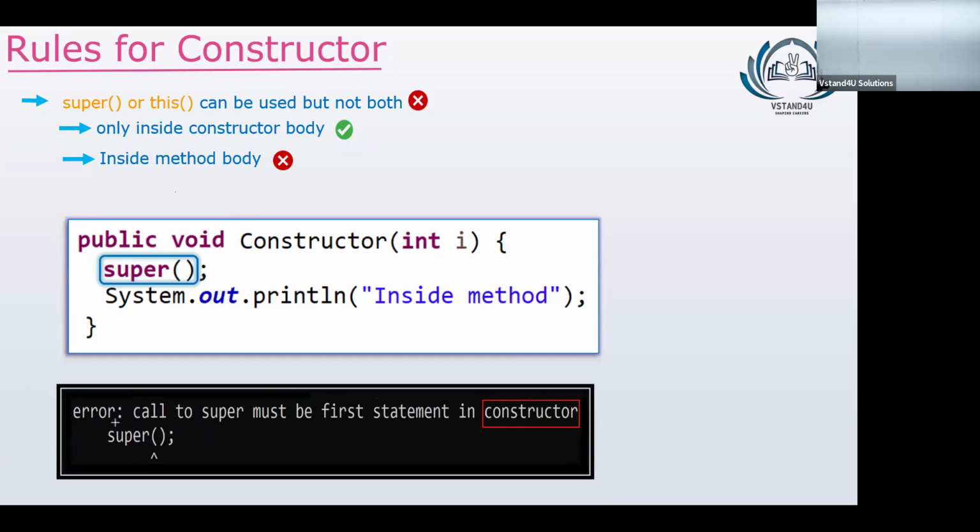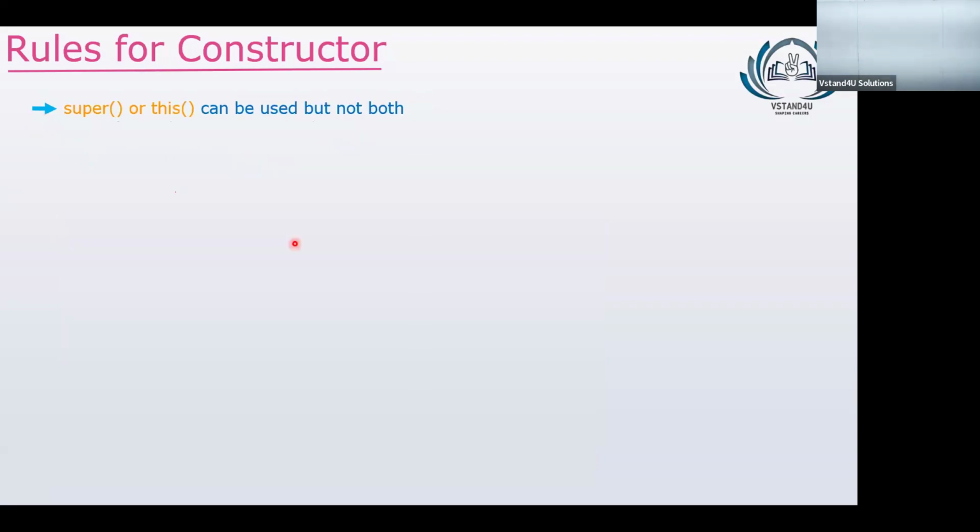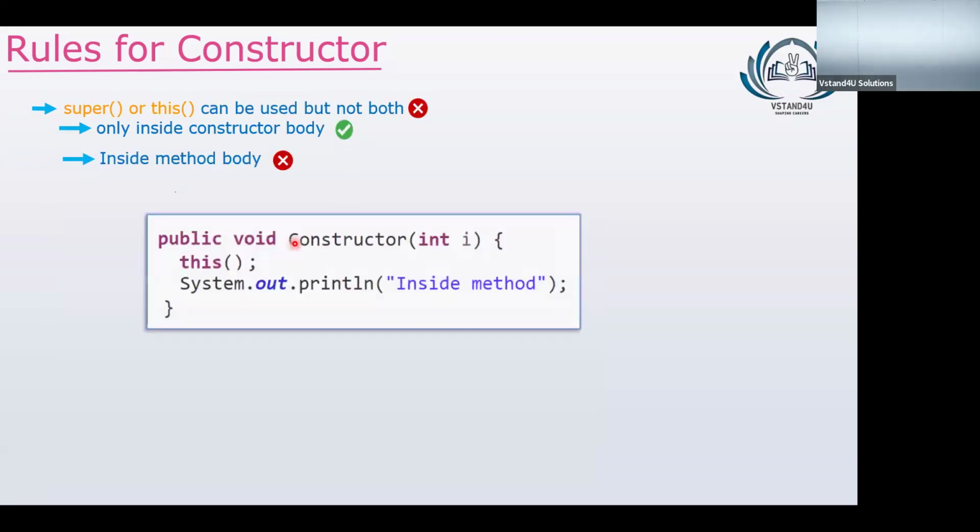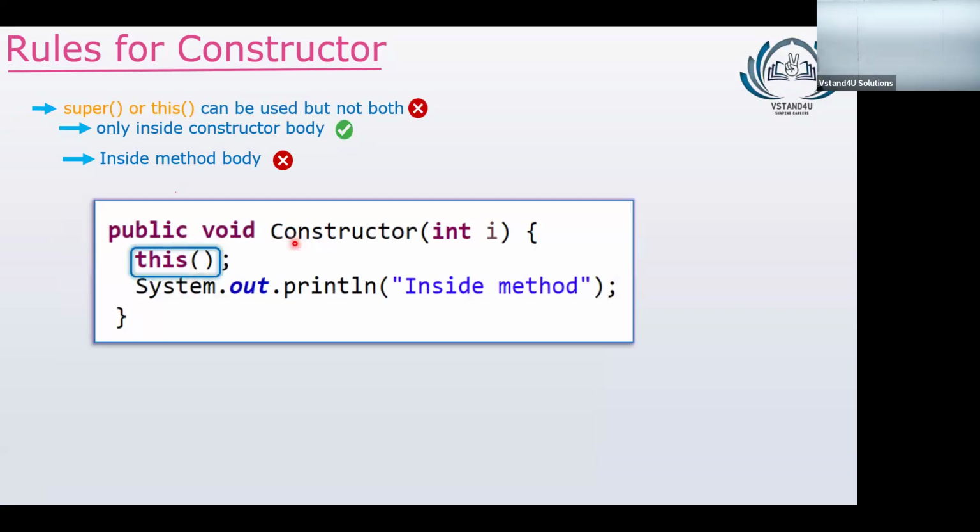The call to super must be the first statement in the constructor. Am I clear? Can I say super or this can be used both, but not together? Next, only within the constructor body, not inside the method body. Then will this also work? I cannot call a super constructor from there.